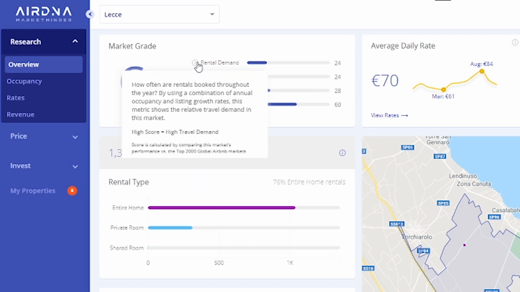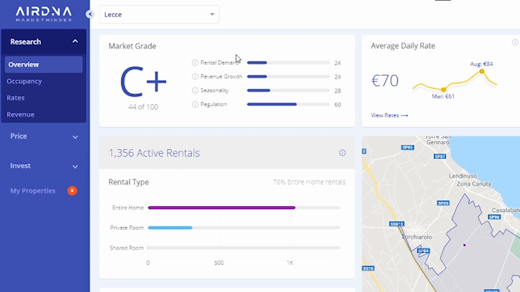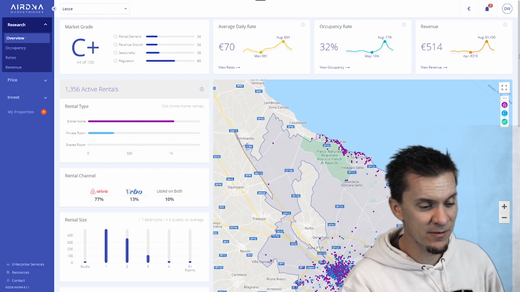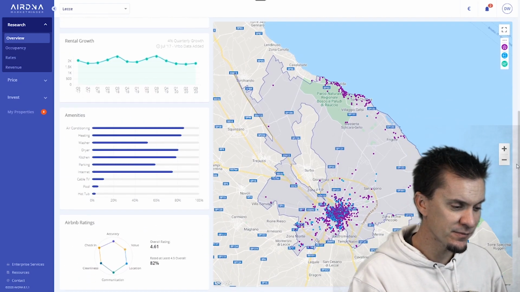And if you don't understand, you just hover over these icons and you can read it. How often are rentals booked throughout the year, right? Well, pretty low throughout the year. And maybe this is true, but it's also most likely due to 2020 being a problematic year for this market. All right, so you can see there's a whole bunch of stuff. Most of this stuff is available for the free account.